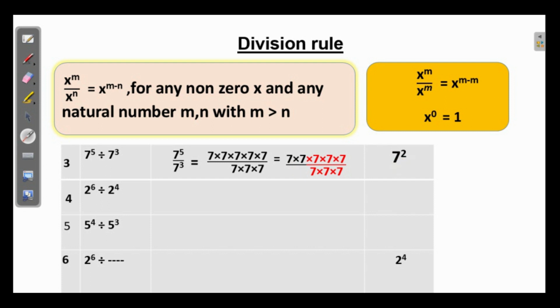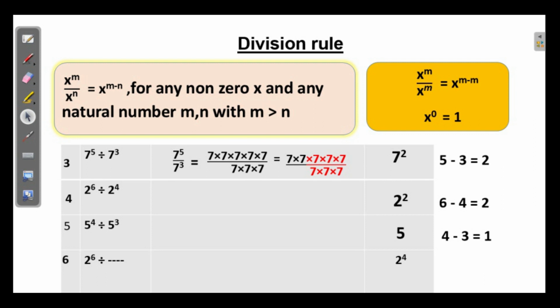And 2 raised to 6 divided by 2 raised to 4. It is x raised to m divided by x raised to n is equal to x raised to m minus n. This is a formula. We have to learn it by heart. Then we need not write these steps. We can just write it as 2 raised to 6 minus 4 is equal to 2 square. And 5 raised to 4 minus 3 is equal to 5 raised to 1.